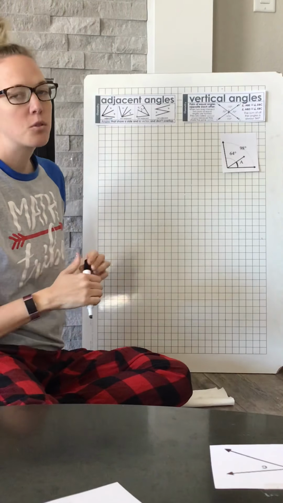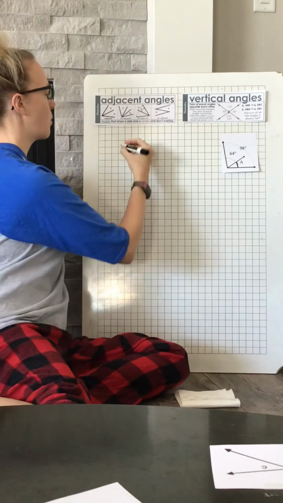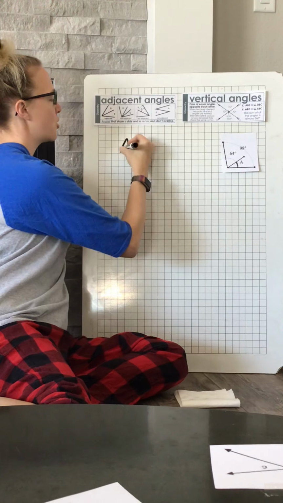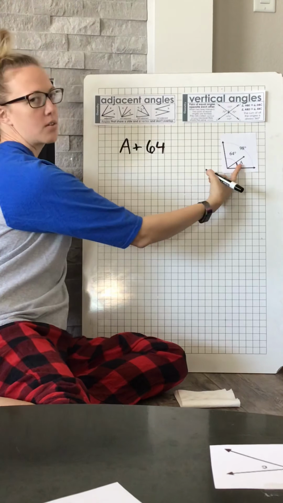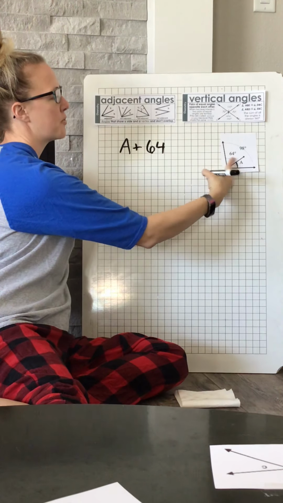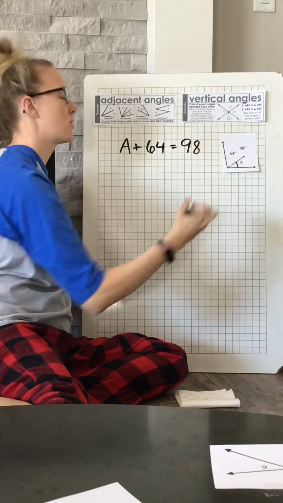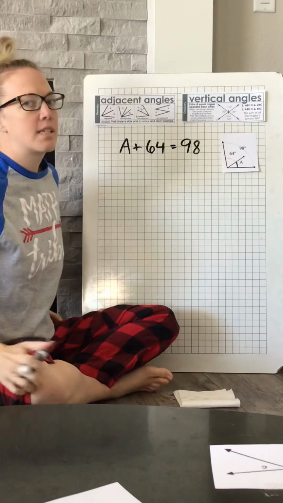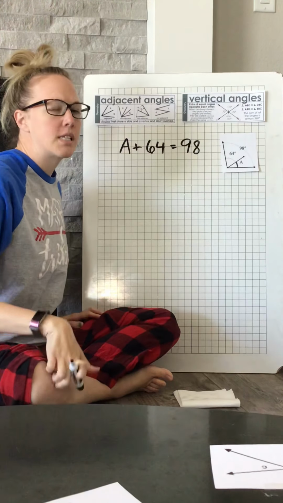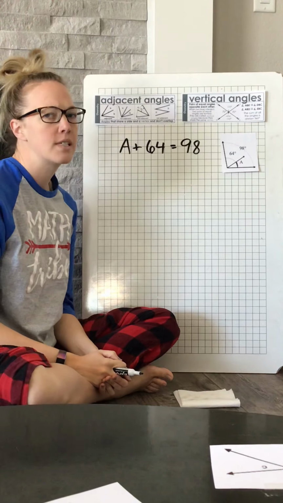So to go back to last unit with balancing one-step equations, I'm going to write this out as an equation. To solve it, angle A and angle 64 added together should equal 98 degrees, so A plus 64 equals 98. So to solve this one, what should my first step be? Again, my goal in algebra is to isolate the variable. So thinking back to last unit, what should the first step be?